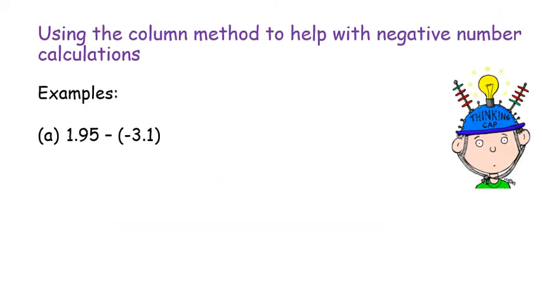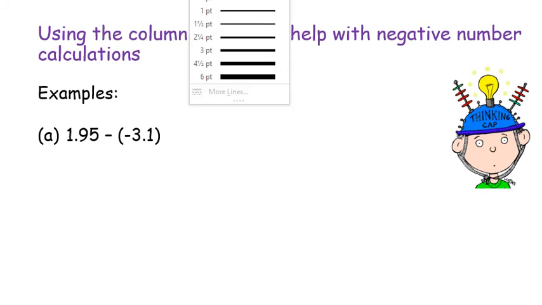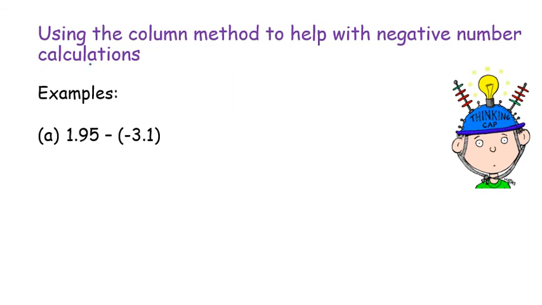In the second example, we're going to use the column method now to complete this calculation. But we're going to read the question first and think about how we can approach this. So we've got 1.95 subtract negative 3.1. Now, if you are taking out ice cubes, the temperature would go up. So these two negatives here are going to change into a positive.